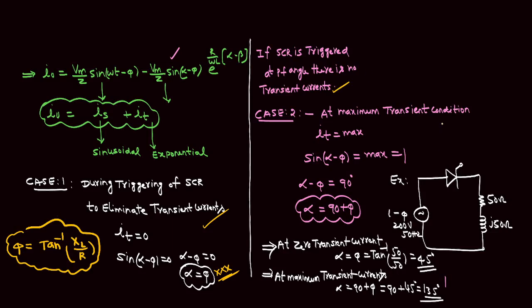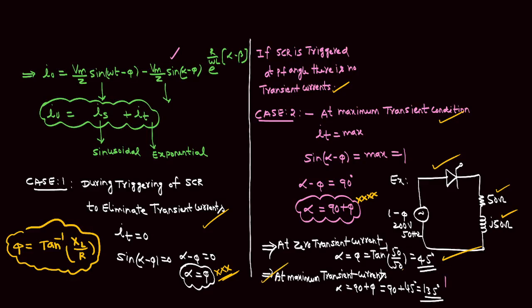Then when are the transient currents maximum in the RL load case for a half wave controlled rectifier? If the firing angle equals 90 plus phi, then the transient currents are maximum. For example, given a circuit like this, if the question asks, at zero transient currents what is the firing angle? Alpha equals phi, that is tan inverse of XL by R. XL equals 50, R is also 50, so 45 degrees.